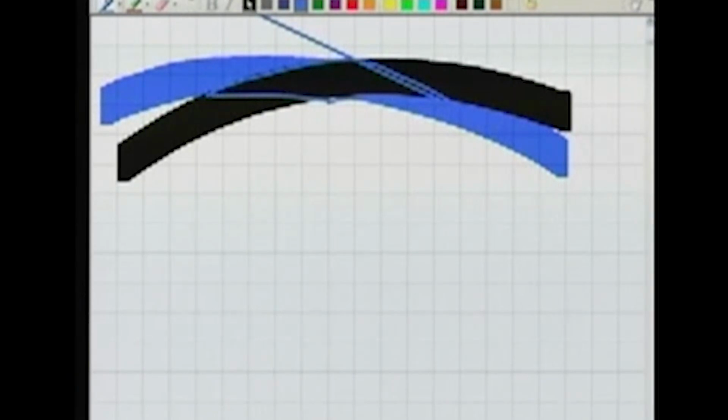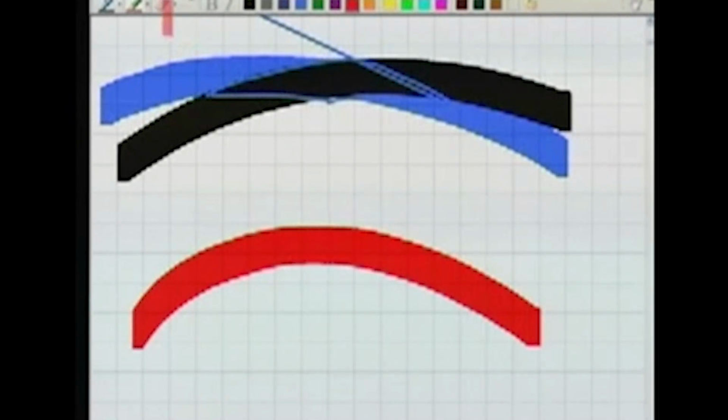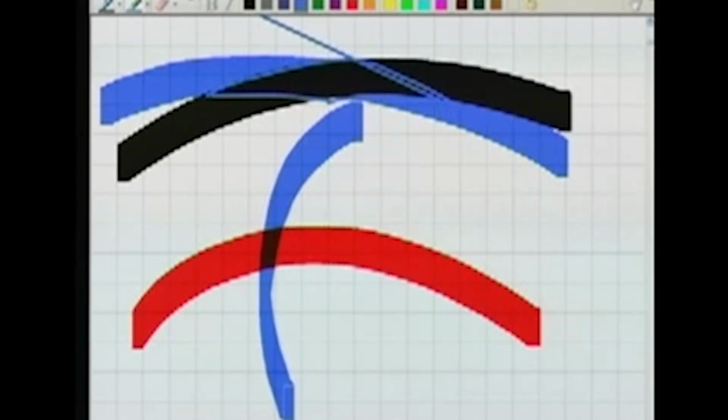While if these two arcs intersect now at a 90-degree angle, let's say that's the one arc, and the second arc intersects at 90 degrees, the zone of uncertainty is very small. So we saw it graphically previously also in our last lecture.